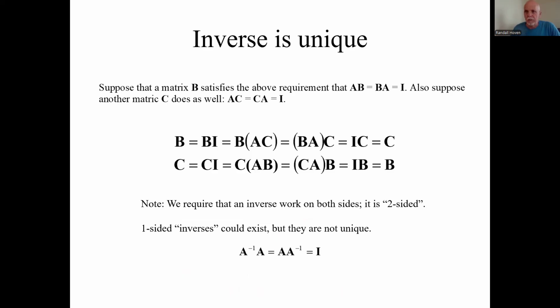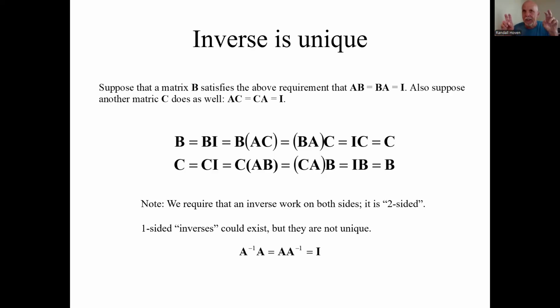Those are just some definitions. I don't know if I'll go through this proof in detail, but suppose you've got a B such that this is true and another matrix C such that this is true, so they both satisfy the requirements for being an inverse. If you go through what that means, it means B equals C, and C equals B, which means the inverse is unique. Whether I multiply on the left or the right doesn't matter.